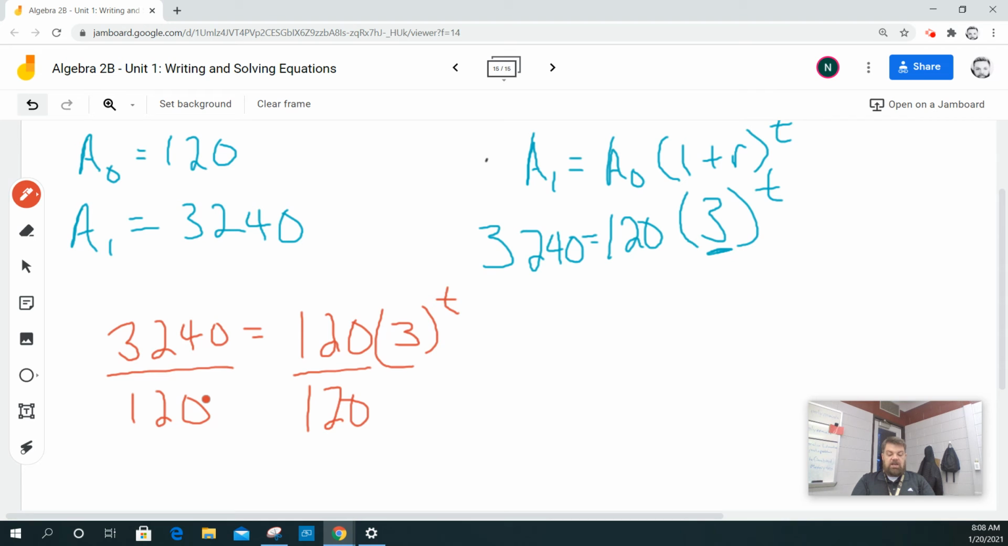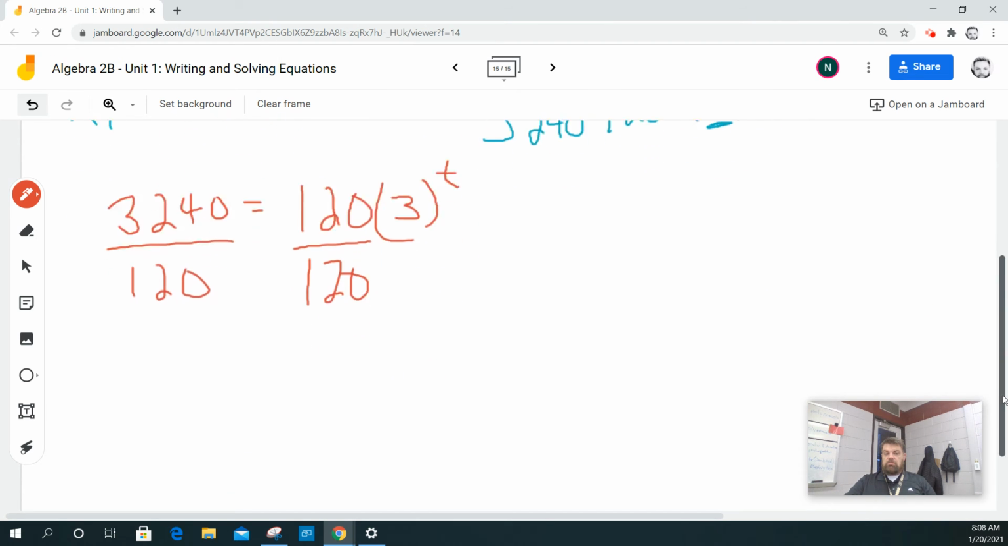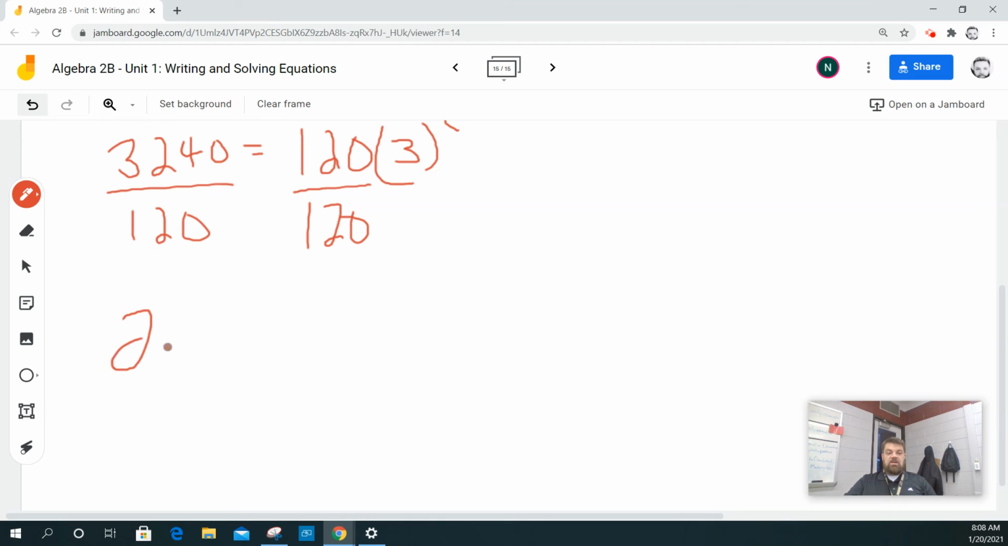I'm going to grab my handy dandy calculator, and I'm going to take 3,240 divided by 120, 27. Aha, perfect. So this reduces down to 27 is equal to 3 raised to the t.